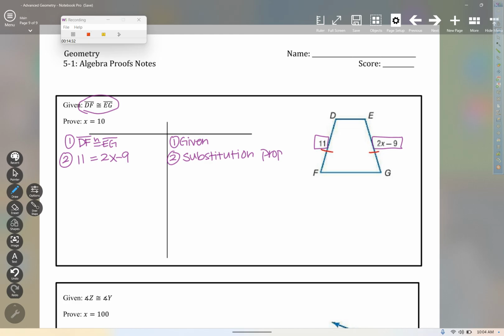And from here I know I need to solve for x because that was my proof. So step 3, what do I do here to solve for x? I'm going to add 9 to both sides. Step 3, I get 20 equals 2x. And I added to both sides, so that is called addition property of equality.